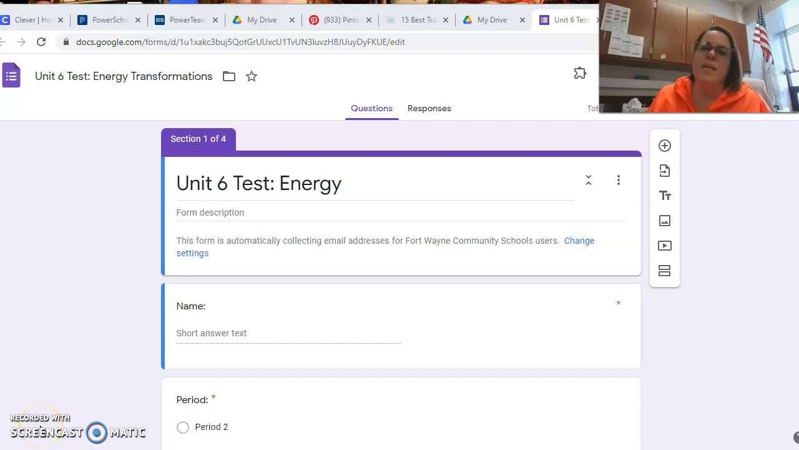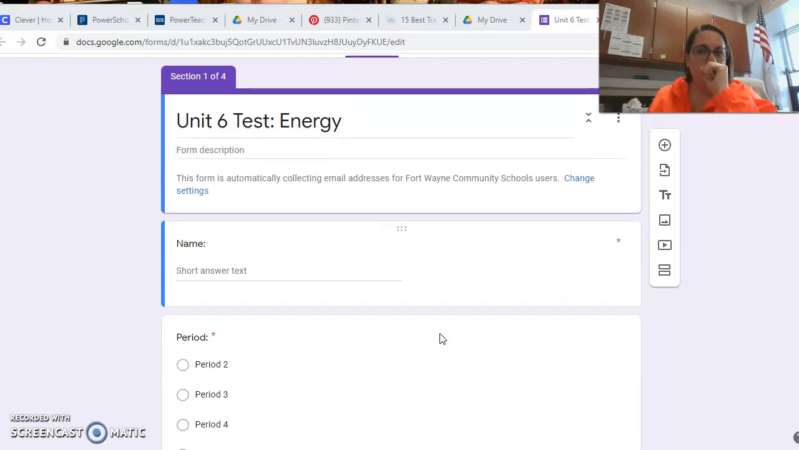Hello everyone, welcome in. We are doing our Unit 6 test over energy. This is the read aloud version, so if you have it in a modification that you need your test read aloud, you are in the right spot. So here we go. Make sure your screen looks like mine and you have this Unit 6 test energy at the top. The first thing you need to do in this box is type in your name. So first name, last name, please.